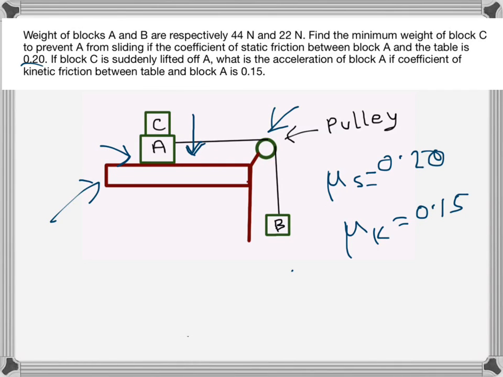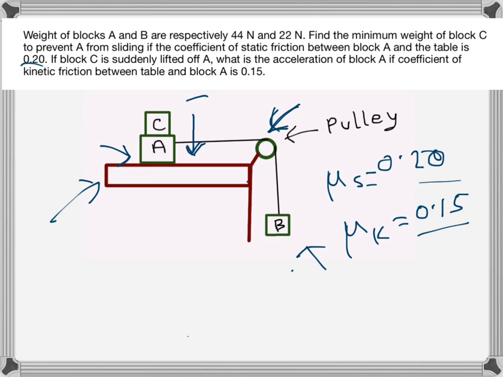So it's given that the static friction between block A and the table is 0.20, and the kinetic friction between A and the table is 0.15. This is a frictionless pulley here, and this is a block of weight 22 Newton, which is block B. The first part of the question is to find the minimum weight of block C.